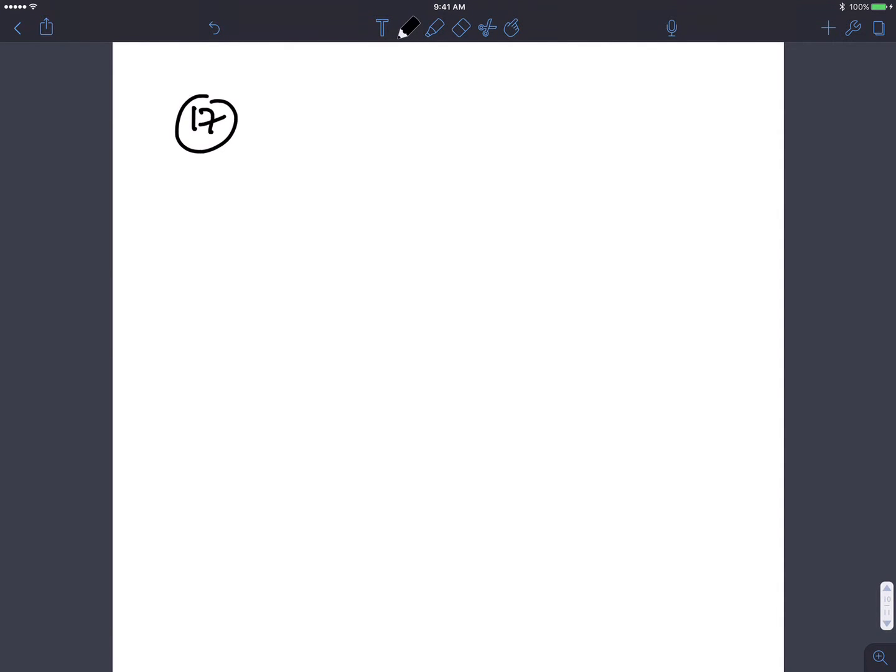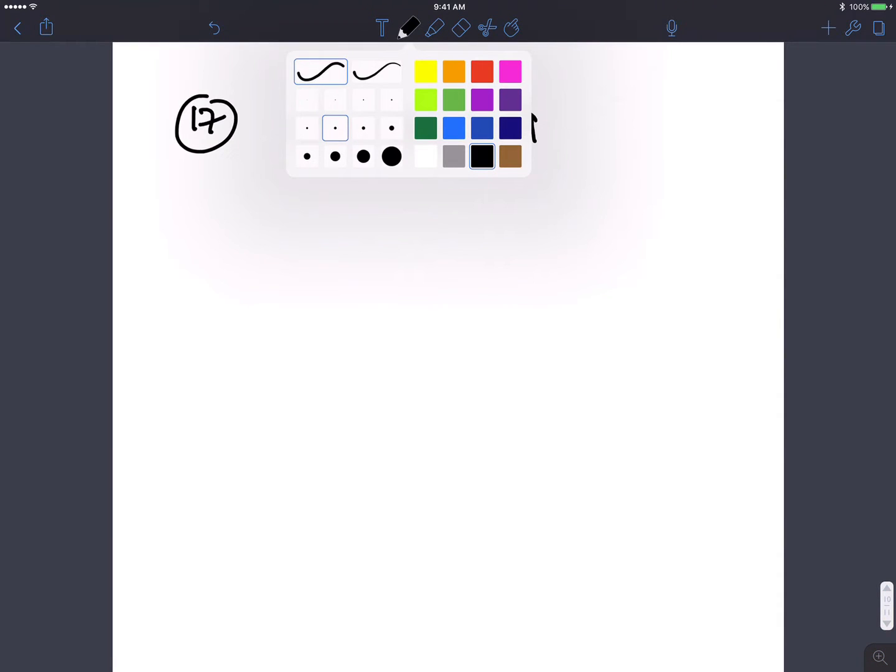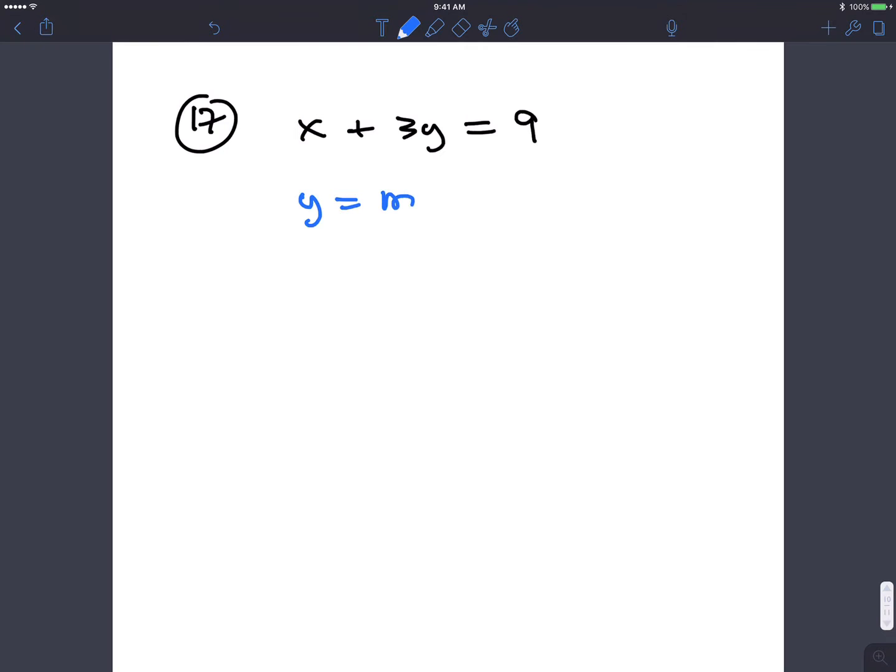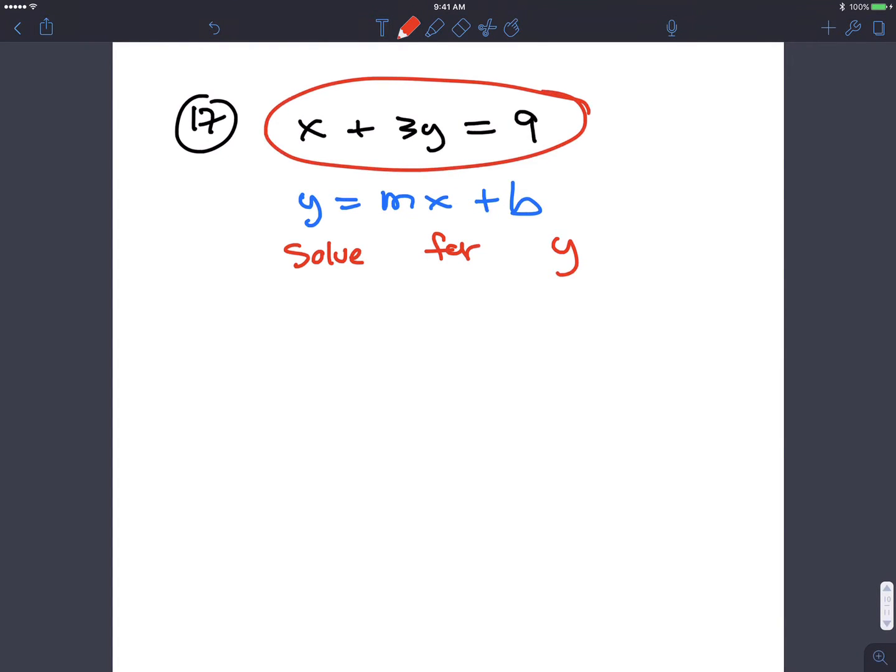Number 17. X plus 3y equals 9. Now remember, we're trying to draw this in slope-intercept form, also known as y equals mx plus b. So what you're going to have to do here now, if you notice, is you don't have y by itself. You have x plus 3y is 9. You're going to solve this equation for y so that you can use the slope-intercept form.